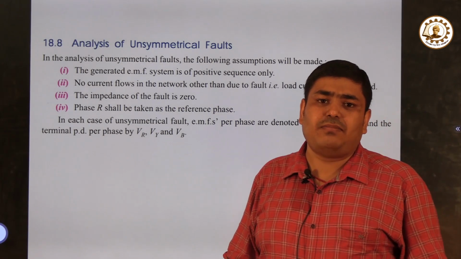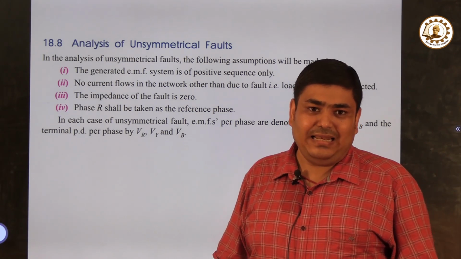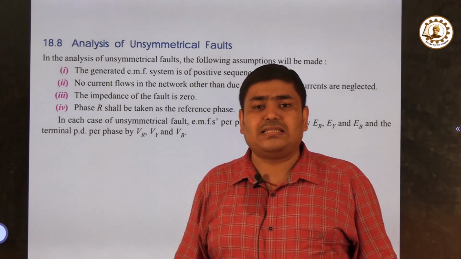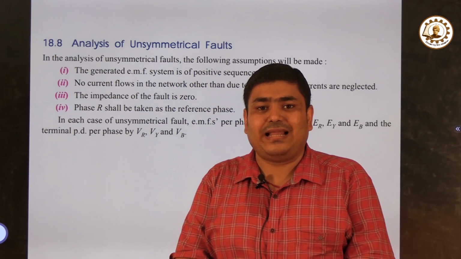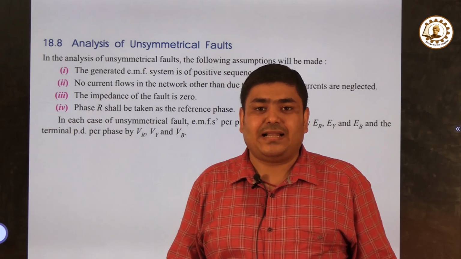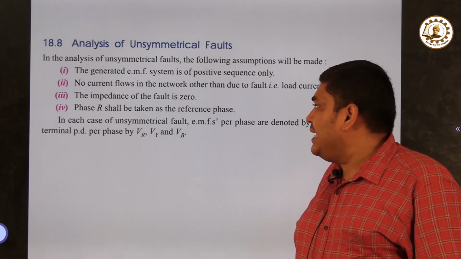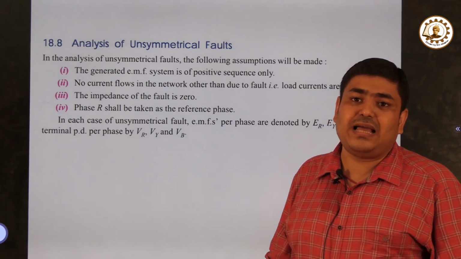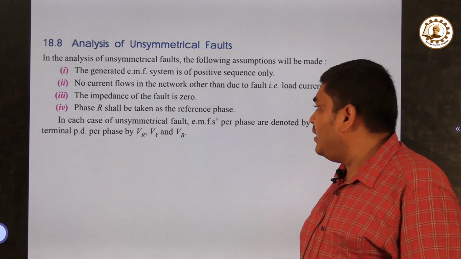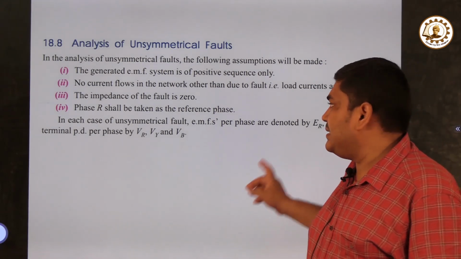Now, there are some assumptions before making the analysis of unsymmetrical fault, that is the LL, LG or LLG fault. First, the generated EMF is always a positive sequence component, that is, the generated EMF is always balanced in nature. There is no current flowing other than the fault. The impedance of the fault is zero, that means where the fault occurs, the total impedance is zero. And R phase is taken as the reference phase for each analysis.